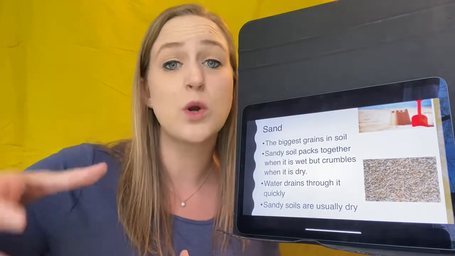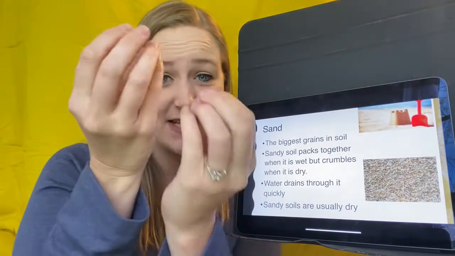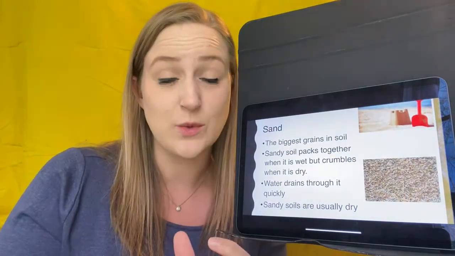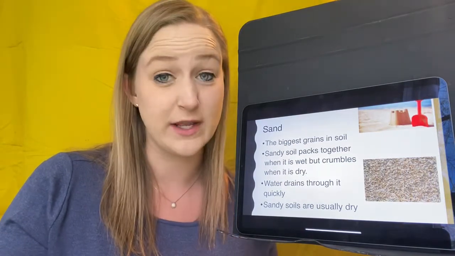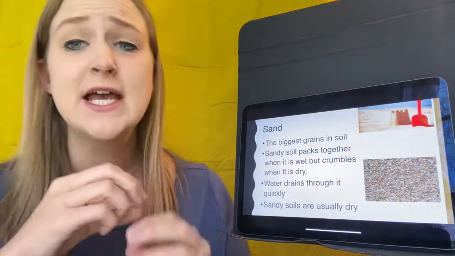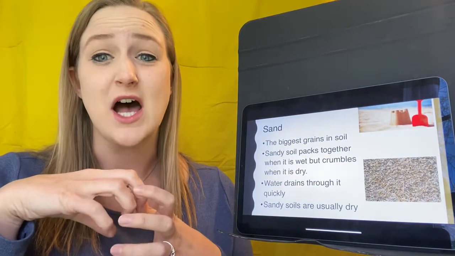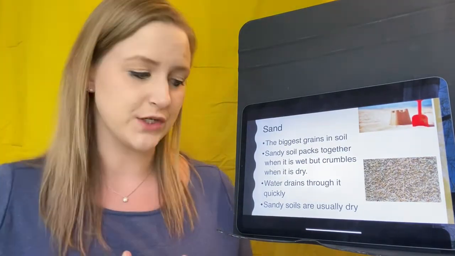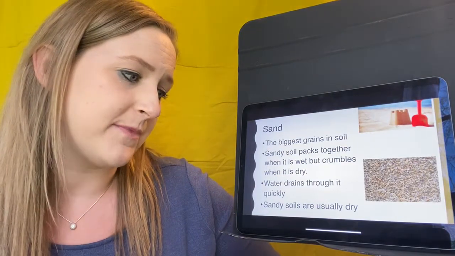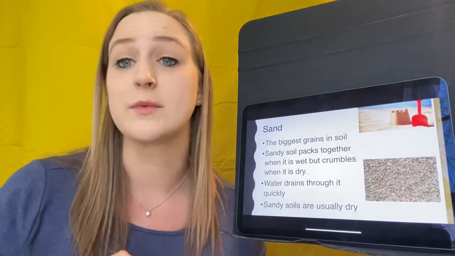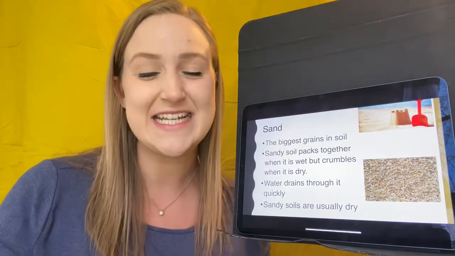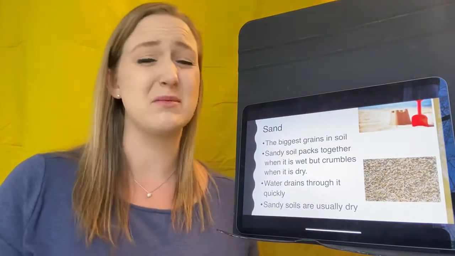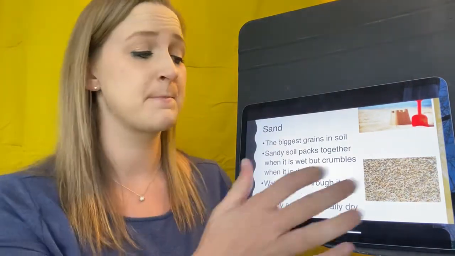If you've ever poured water on top of sand, you can see it going down into it and you can see it drying really quickly. That's because the grains are big, and when they're big, there's a lot more space for the water to go through. And the sandy soils that you see are normally dry. So if a soil is really sandy, it's dry, and plants probably aren't going to grow super well in it.